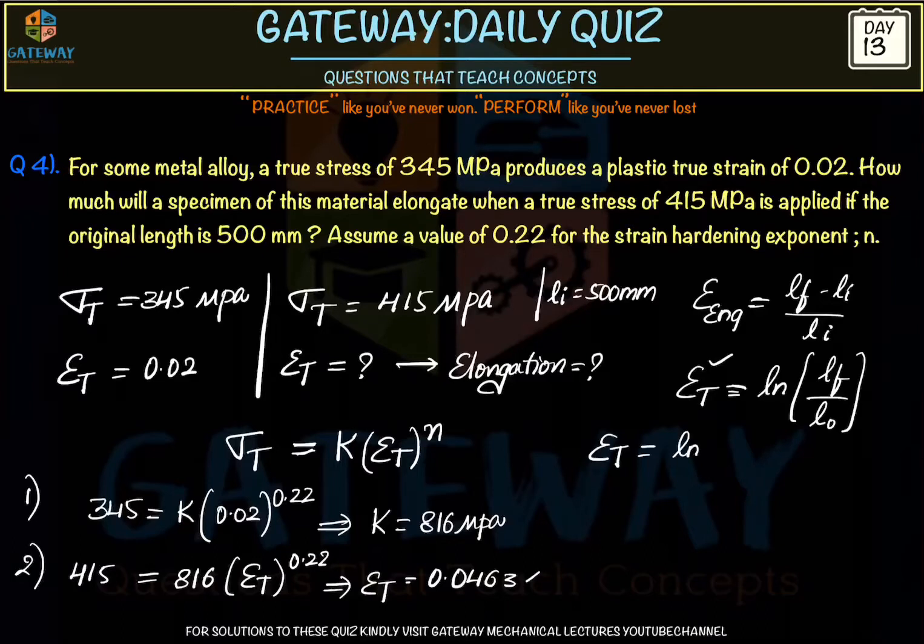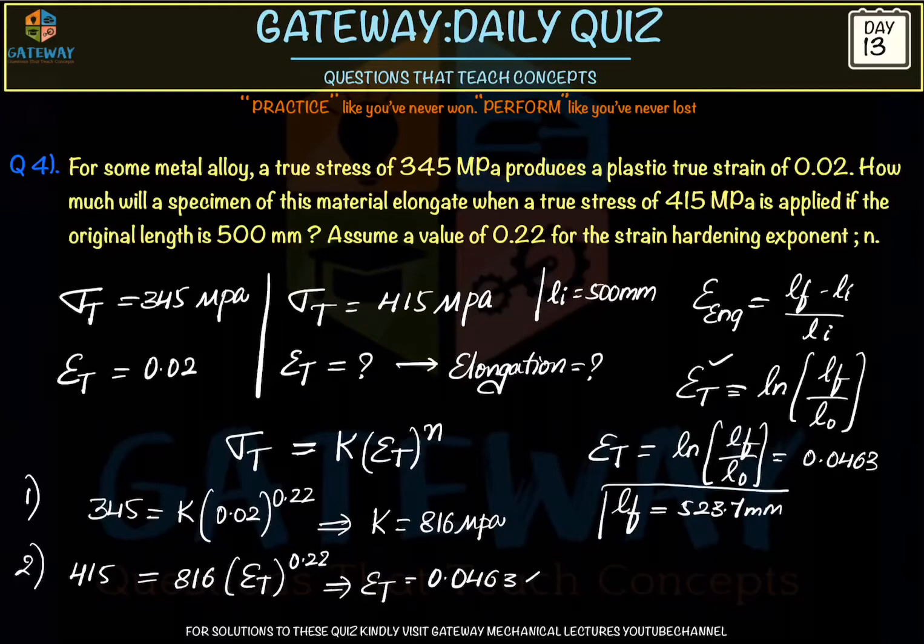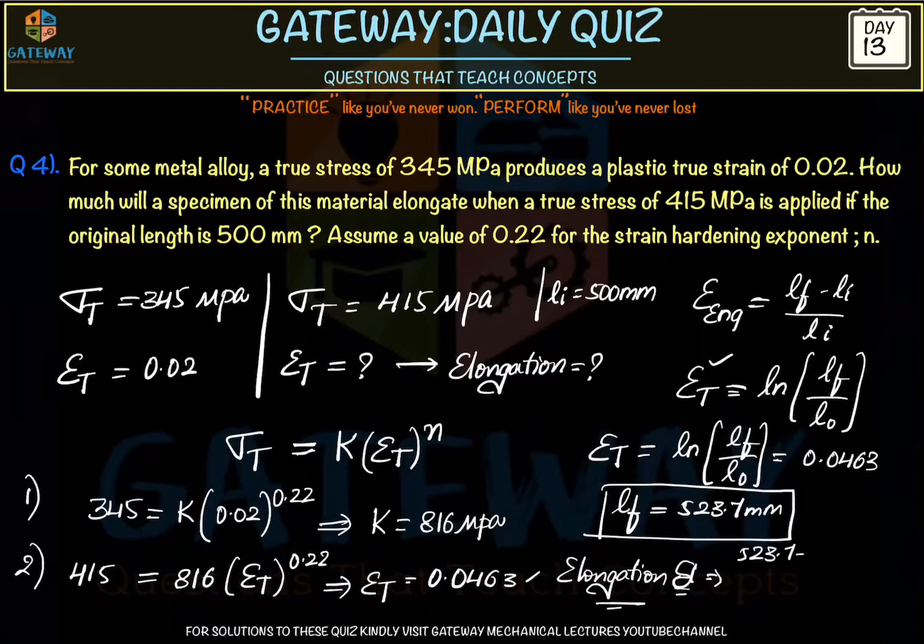So the true strain is equal to the natural logarithm of L final upon L original, or L initial, which is equal to 0.0463. Applying antilog on both sides, it comes out to be e to the power 0.0463, and that value is 1.0473. So the value of L final will be 523.7 mm. L original was given in the question as 500 mm, and we need to calculate the elongation, which was asked at that stress. So the elongation, delta L, comes out to be 523.7 minus the original length of 500 mm, which is 23.7 mm. That is our answer.